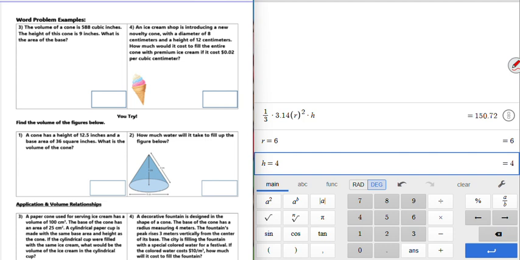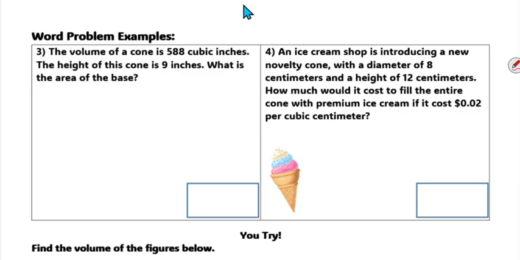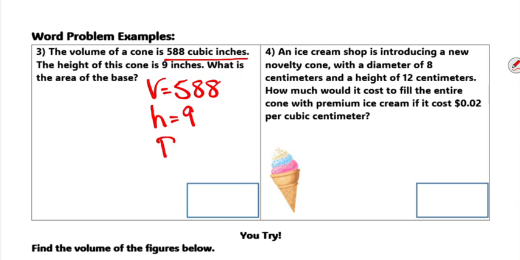All right, so now we have some word problems that we want to solve. So the volume of a cone is 588 cubic units. So we're actually told the volume already. That's 588. And the height of the cone is 9. What is the area of the base?